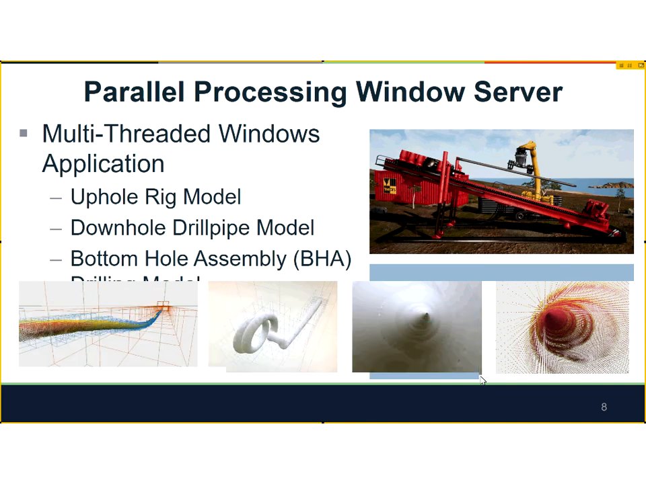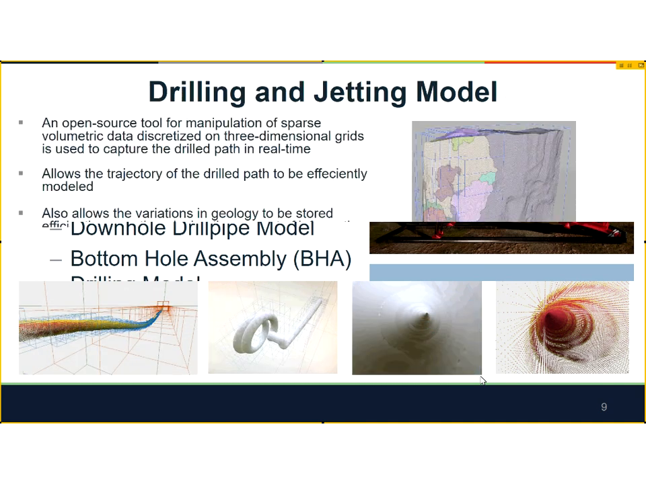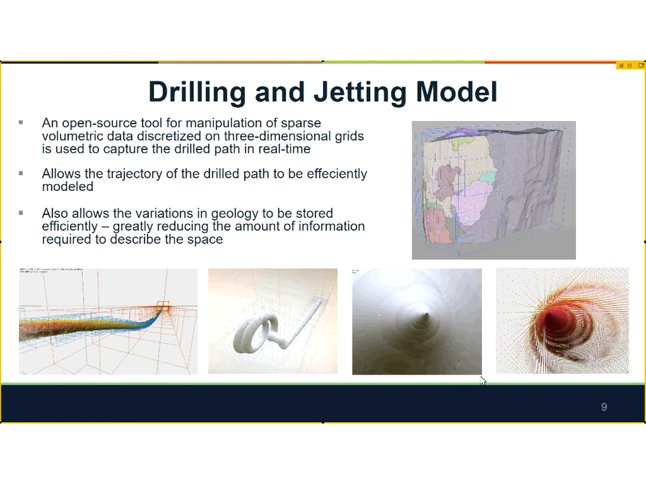There's also a downhole. This is a little more detail about the drilling and jetting model. We used another open source tool that's developed by DreamWorks Animation called OpenVDB. VDB stands for voxel database, and it's basically a tool for manipulation of sparse volumetric data. One example is when we're trying to capture the geology of the ground that we're trying to drill through. It's sort of this infinite volume of earth that we want to interact with.